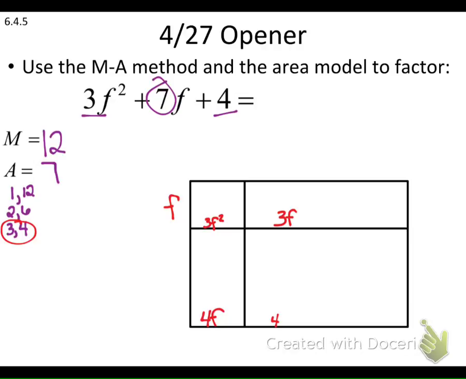All right, now from here I can find the width. So I'm going to take F times blank equals 3F squared. And it's going to be 3F.